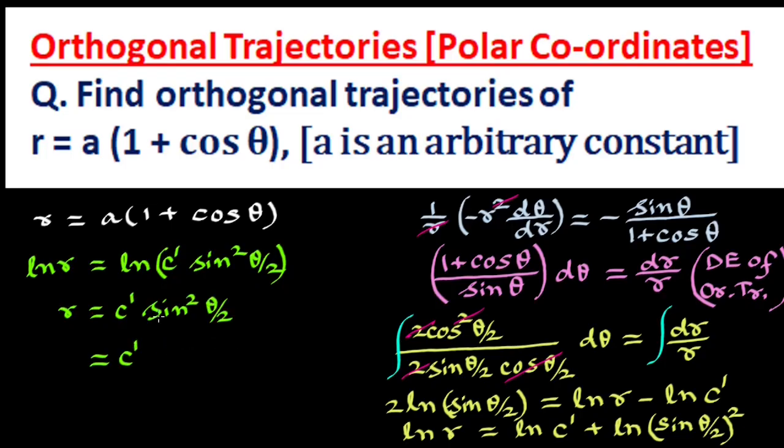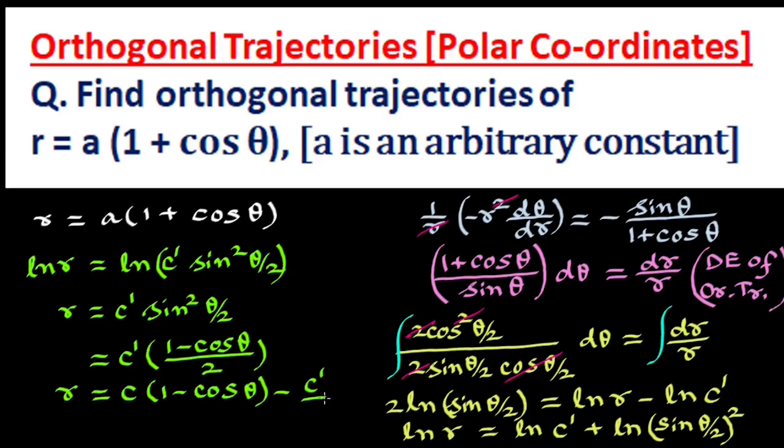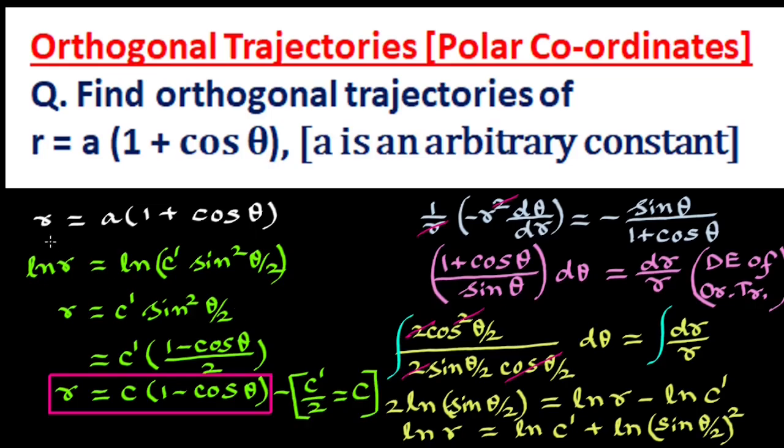C dash for sin square theta by 2, we write 1 minus cos theta upon 2. R equals c into 1 minus cos theta, where c dash upon 2 is c. And this is the orthogonal trajectories of this family of curves.